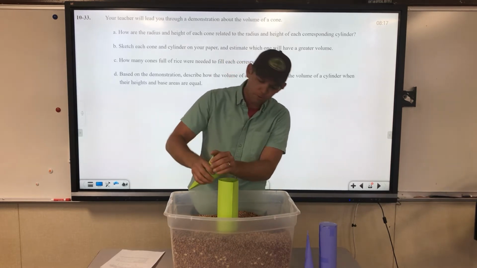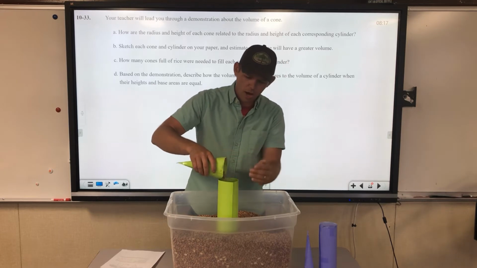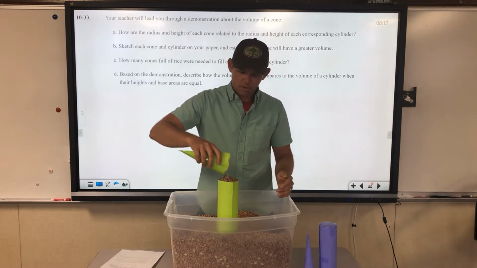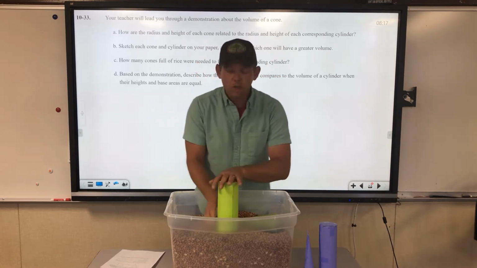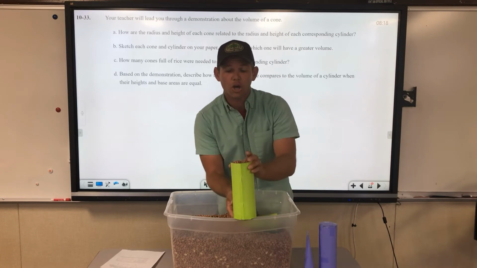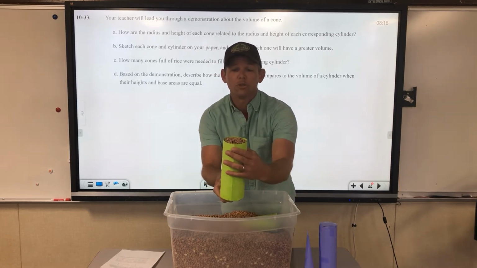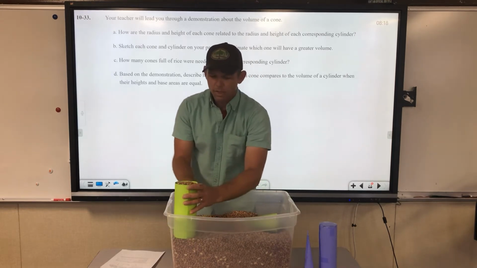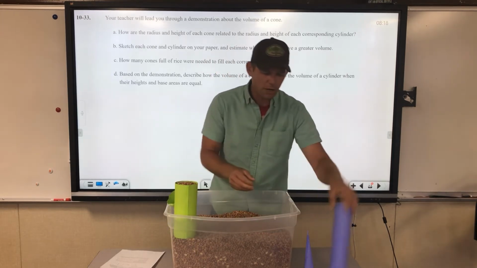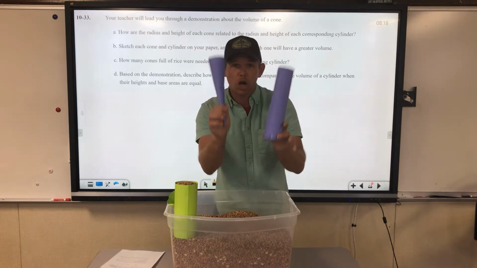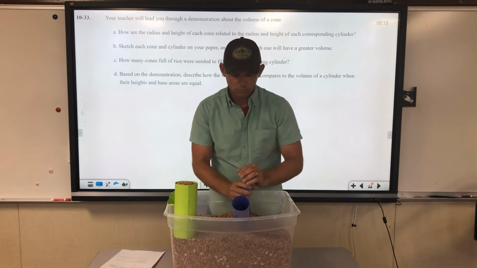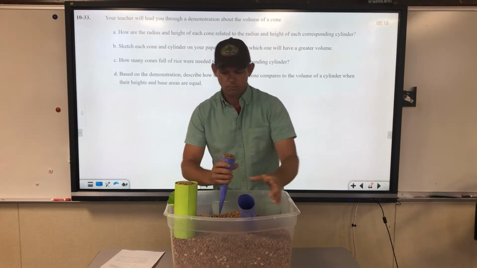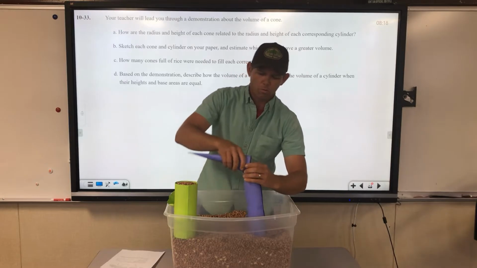Okay, here's the 3rd scoop. Try not to spill. There we go, pack them in tight. So I want you to notice it took 3 scoops of the cone to fill the cylinder. Well, let's see if that is a different situation if I change cone and cylinder. So here we go, scoops. 1.